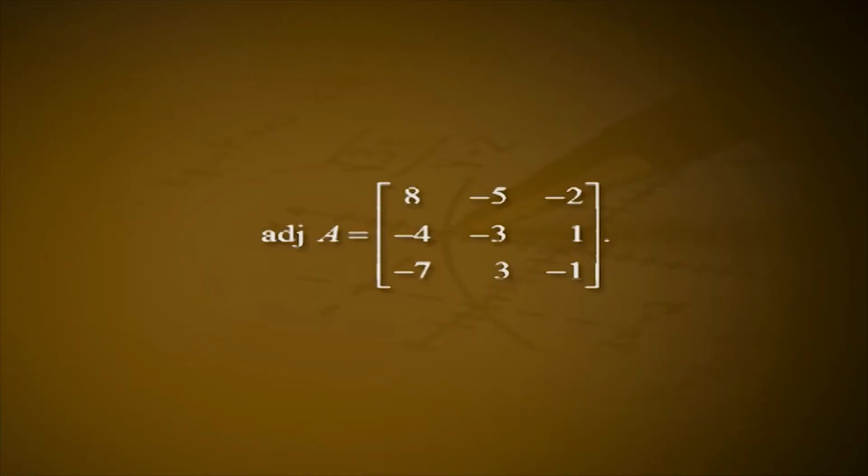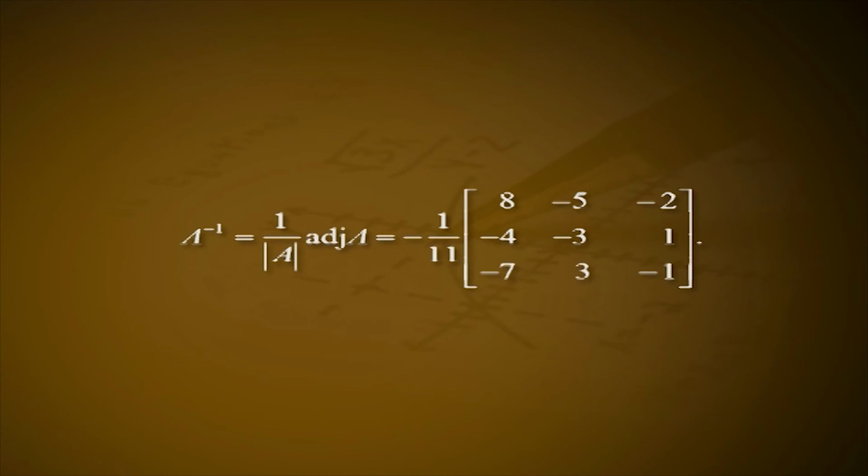Solution: by computation, determinant of A is equal to minus 11, not equal to 0. So, A is non-singular and hence A inverse exists. Also, from example 2, we have adj A is equal to matrix 8 minus 5 minus 2, minus 4 minus 3 1, minus 7 3 minus 1. Hence, A inverse is equal to 1 by determinant of A into adj A, which is equal to minus 1 by 11 into matrix 8 minus 5 minus 2, minus 4 minus 3 1, minus 7 3 minus 1.